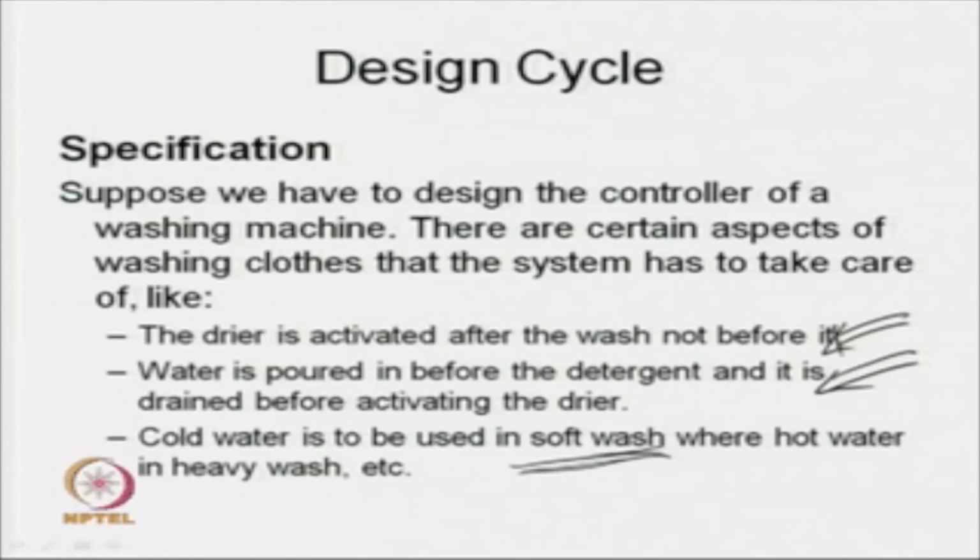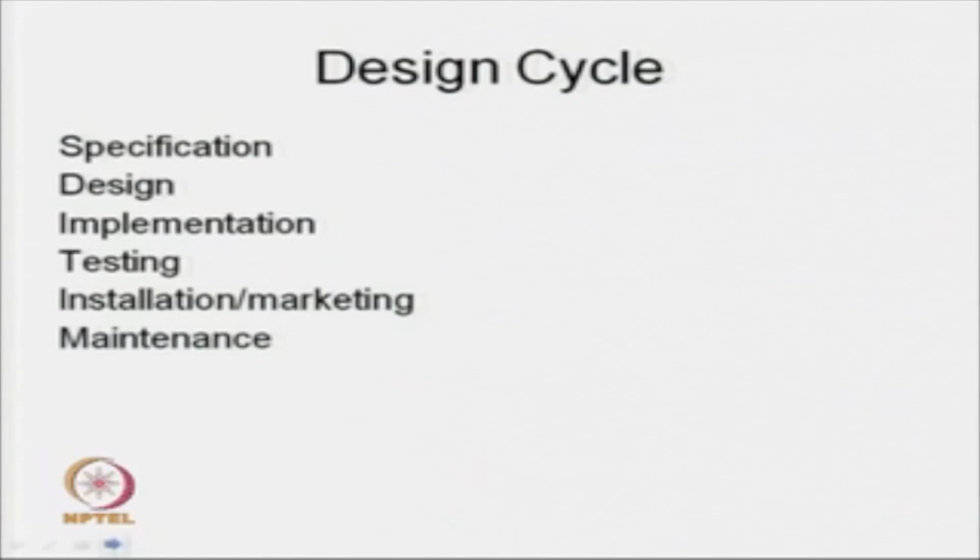Another specification: cold water is to be used for a soft wash, whereas sometimes we need to use hot water for a heavy wash. So, accordingly, at the appropriate time we have to activate our heater. These are the several components that we have, and according to our requirement we have to activate those particular components. Now, this is about specification.